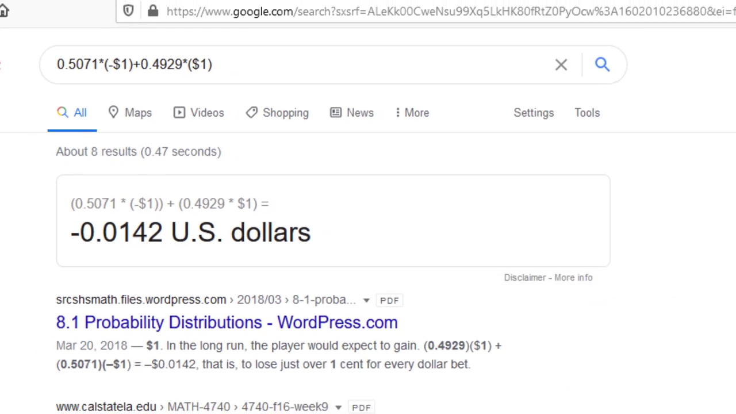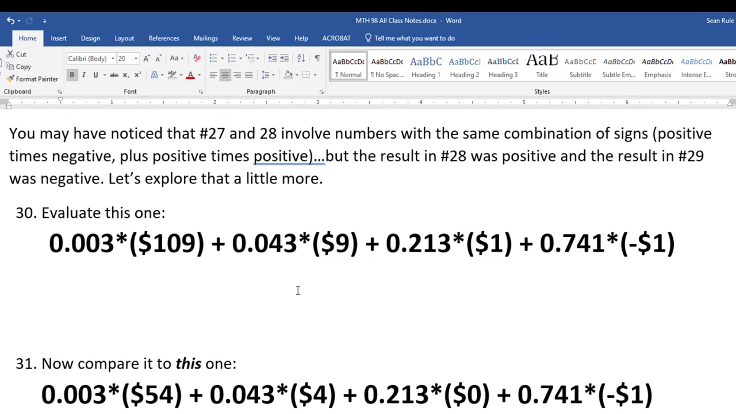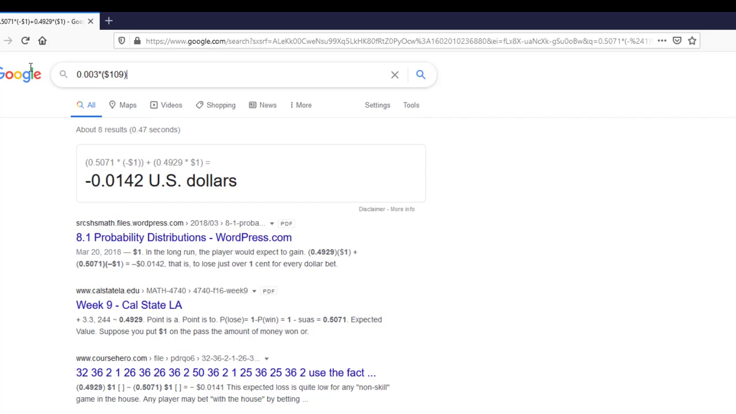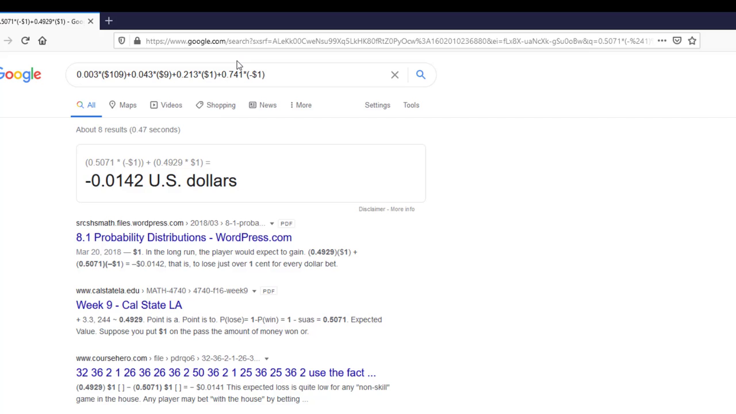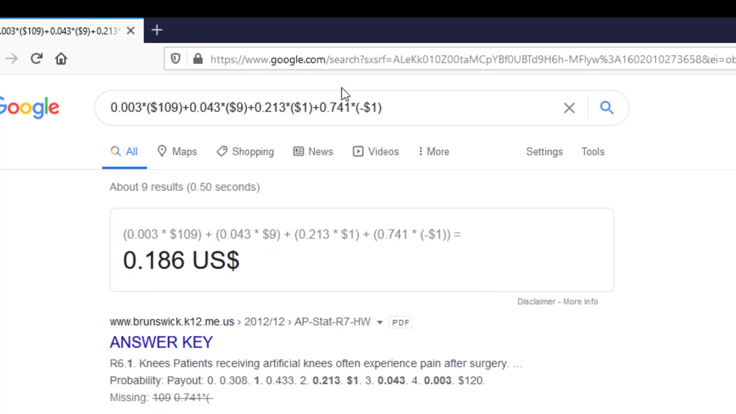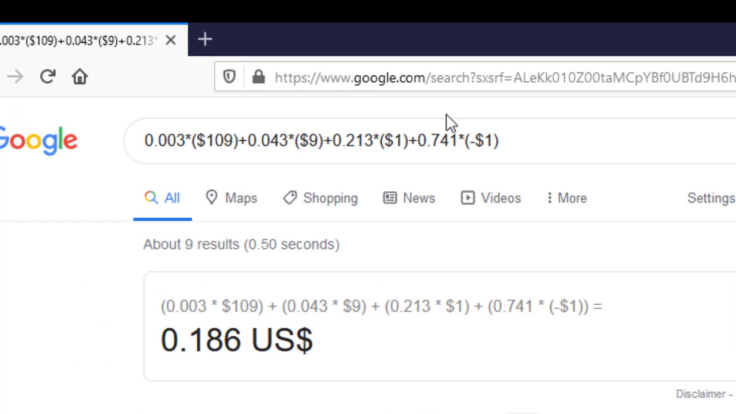And again, I mentioned that down here. Just to give you a little bit of a backstory on these numbers, here are probabilities. They're the chance of something happening. And these dollar amounts are the payouts if that something happened. 0.003 times $109, I'm going to start with that. And when all is said and done, that's going to equate to a positive 18.6 cents or 0.186 US dollars.